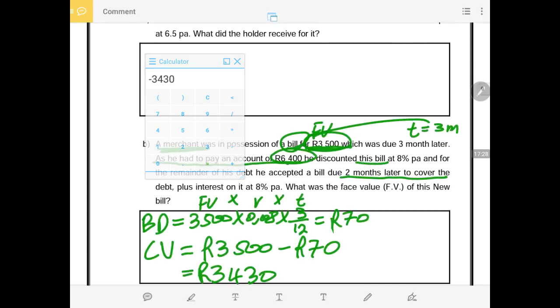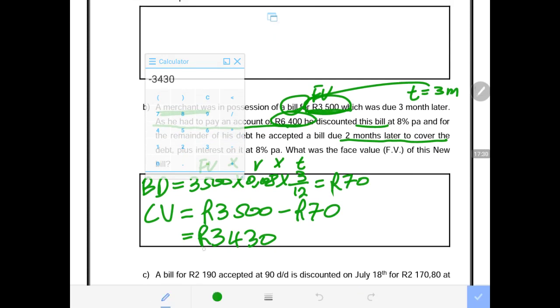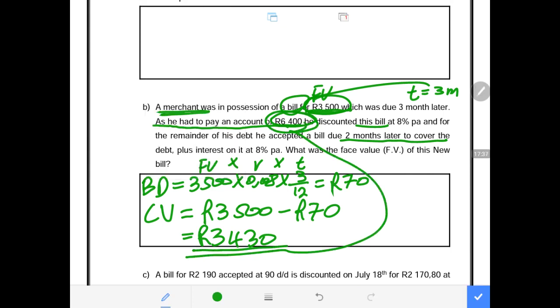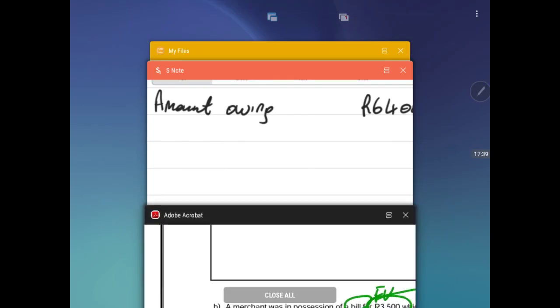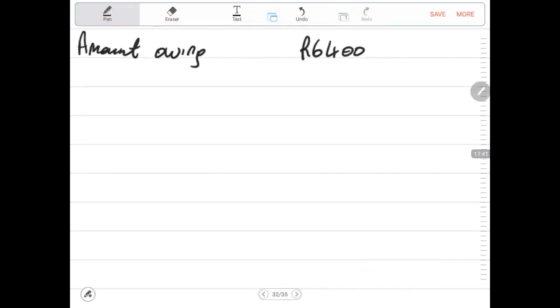Now, why is he receiving this money now? It is because he needs to pay the amount of 6.4 that he is owing currently. So now he is withdrawing the money from the bill in order for him to make the payment. That is why we have to say now less bill cashed. Less bill cashed. That means he cashed the bill in order to pay the amount that he owed, 3,430. Let us just verify that.